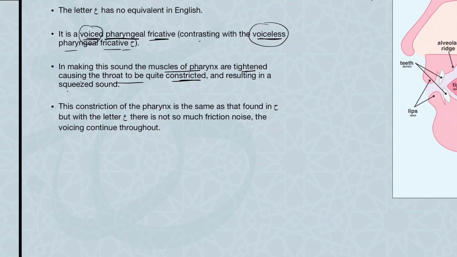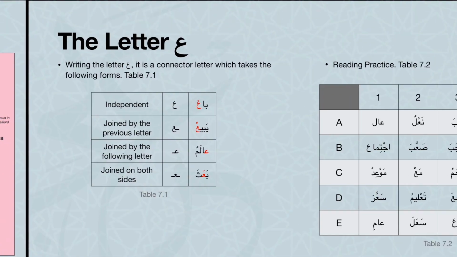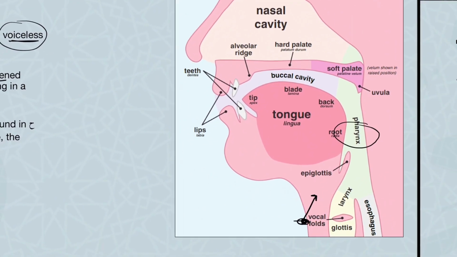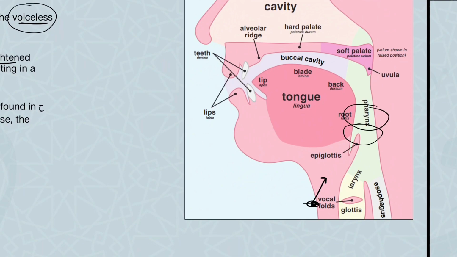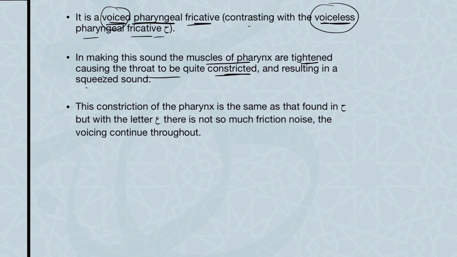And another analogy for it is someone who's retching, someone who is about to throw up. That's correct because if someone is retching, all the muscles of the pharynx are constricted and you make the sound uh, uh, uh. So this is what we mean by constriction or squeezing your throat muscles.